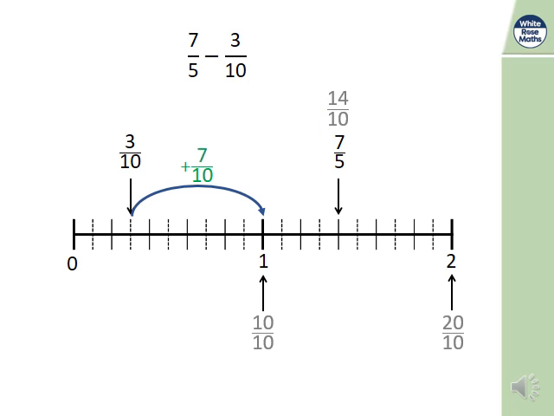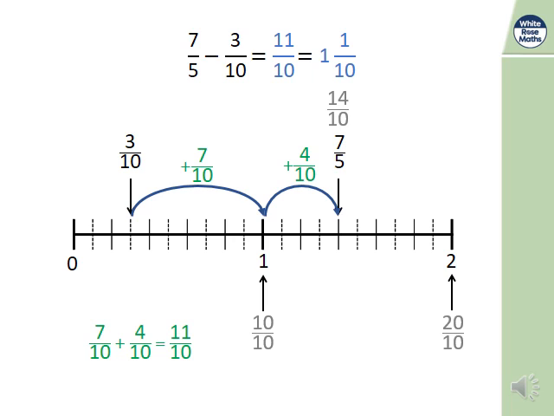There's our 3 tenths, and we know that it's 7 tenths to the next whole, then 4 more tenths, and that's our 11 tenths again, or our 1 whole and 1 tenth. So there are 2 ways that you could work it out, using fraction bars or using a number line. You can, if you want to, use your times table skills as another way of using it.